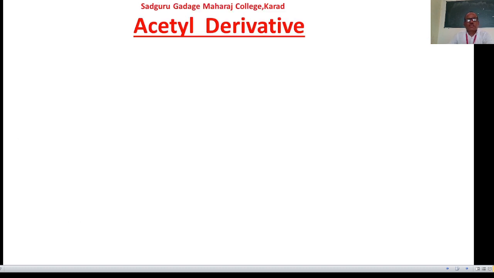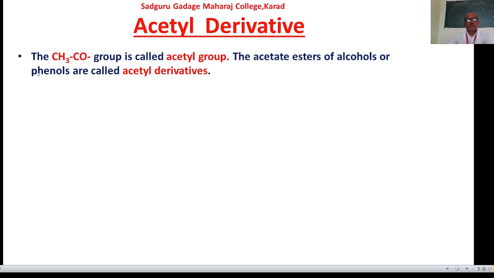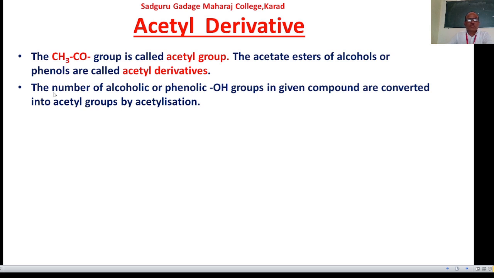Then the next point is acetyl derivative. What is an acetyl derivative? The CH3CO group is called the acetyl group. The acetate esters of alcohols or phenols are called acetyl derivatives. The alcoholic or phenolic OH groups in a given compound are converted into acetyl groups by acetylation. That means if an alcohol contains one OH group, then this OH group is converted into an acetyl group, and that is called acetylation.